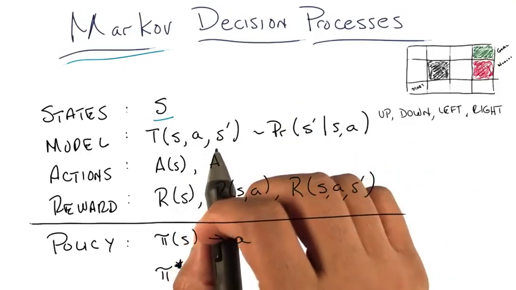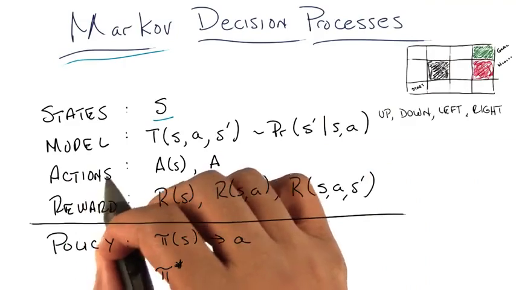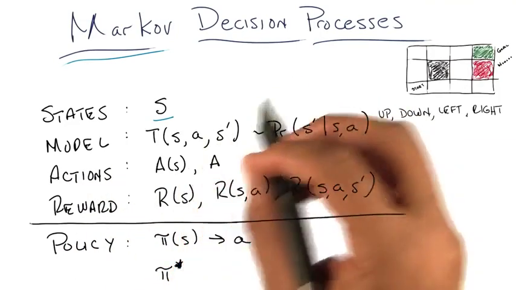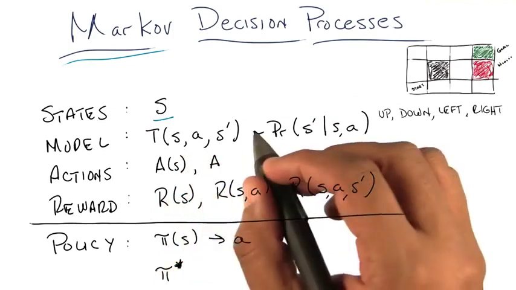All right, so we got states. So next is what's called the model or the transition model. Sometimes people refer to it as the transition function. And basically, it is a function of three variables. It's a state, an action, which I haven't defined for you yet, and another state.